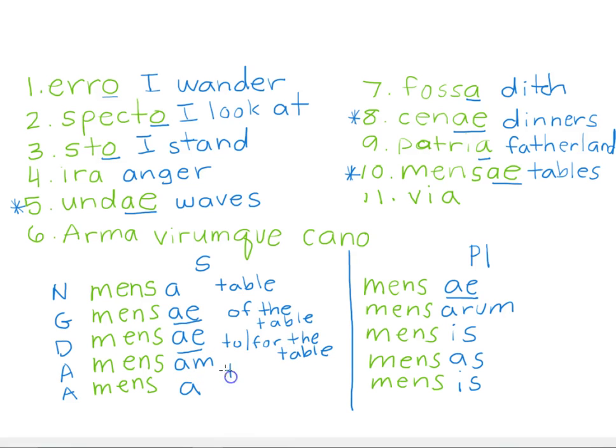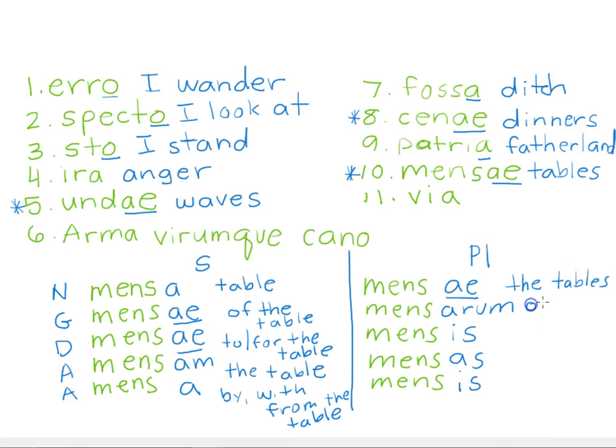Mensam, the table. That's when we're doing something to the table. Something is happening to the table. Mensa, by, with, or from the table. Do I have room? Yay! Mensae, the tables. We're on the plural side. This is nominative plural, the tables.